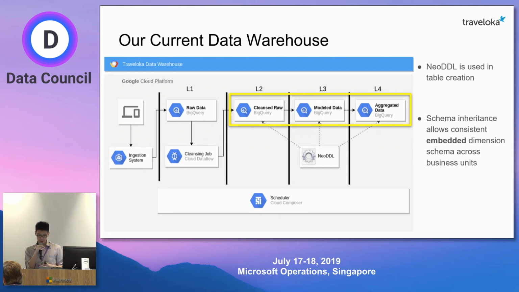One example, like Randy mentioned previously, is a schema called user behavior. This user behavior actually contains some dimensions. One of them is the user dimension and also a device dimension. So if a business unit wants to have these dimensions inside their fact table, what they need to do is just inherit that user behavior schema, and their fact table will automatically be embedded with this user dimension and device dimension.